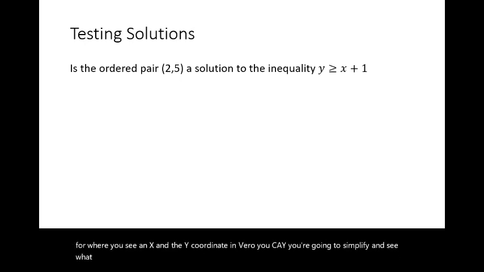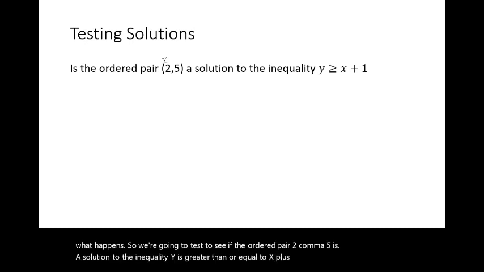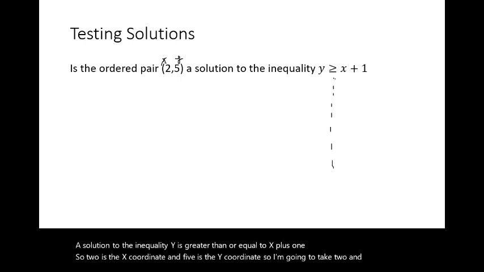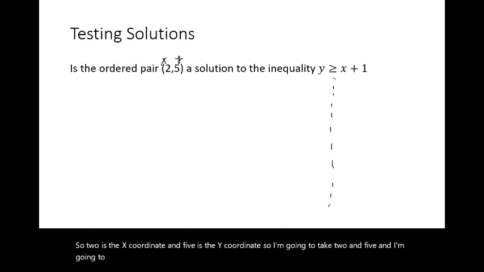So we're going to test to see if the ordered pair 2, 5 is a solution to the inequality y is greater than or equal to x plus 1. So 2 is the x-coordinate and 5 is the y-coordinate. I'm going to take 2 and 5 and plug them into their appropriate variables in this inequality, simplify, and see if a true statement results.